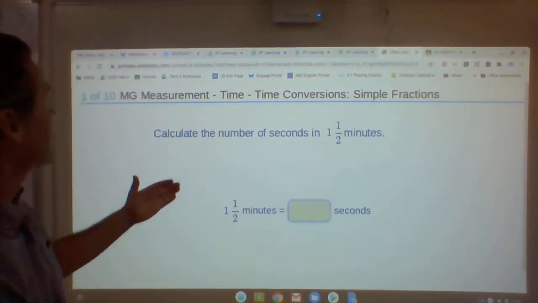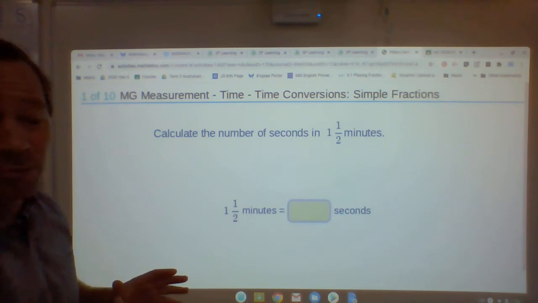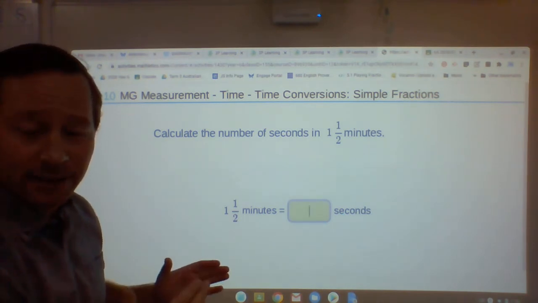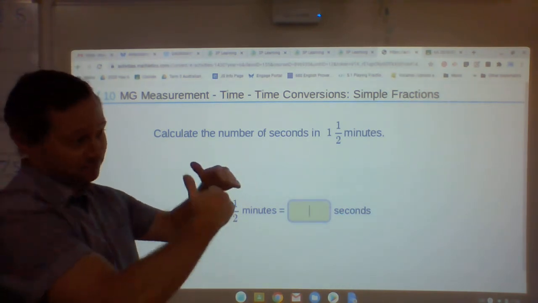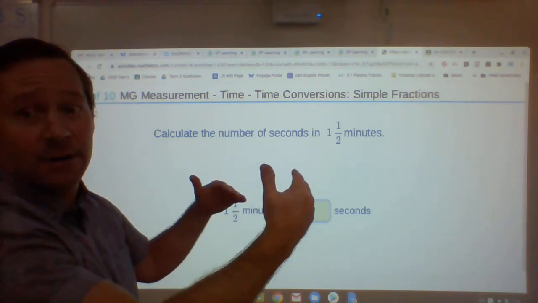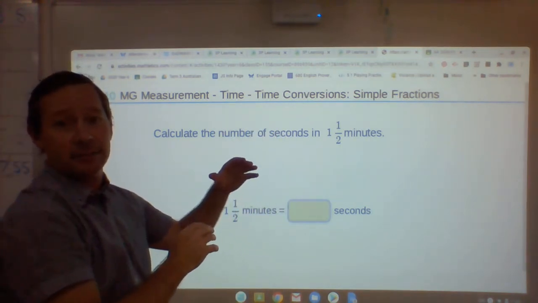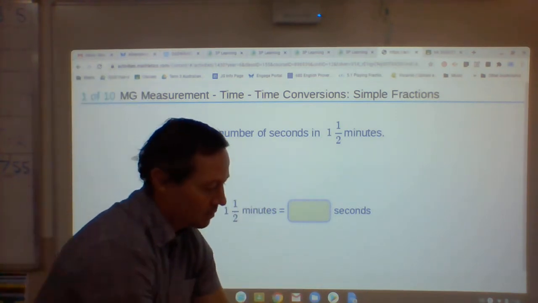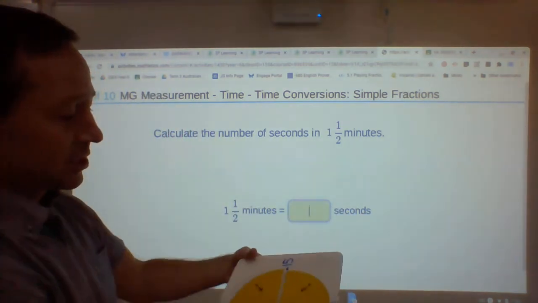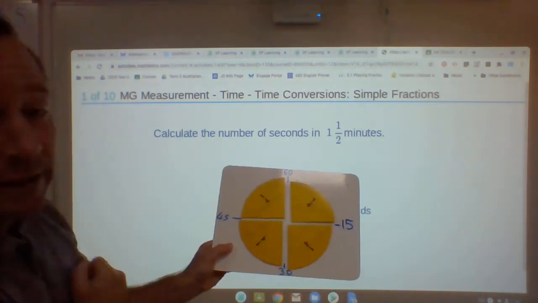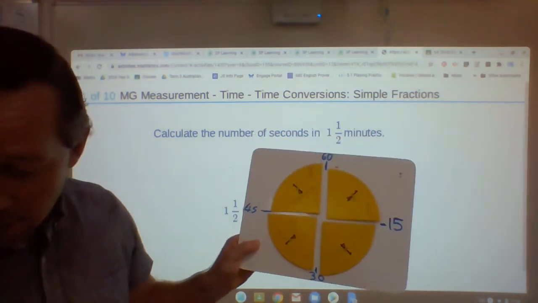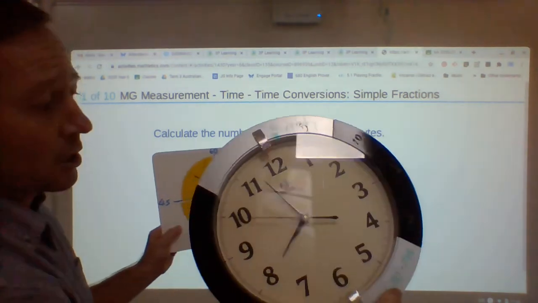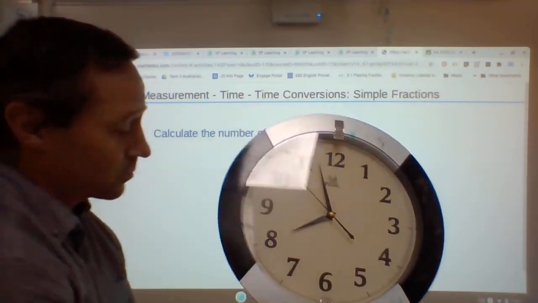Okay, we're looking here at time conversions with simple fractions. When you think of fractions, you'll have a numerator, the line, which is known as the vinculum, and the denominator underneath. That tells you how many pieces you have out of the whole. In this case, we're going to use fractions to help us understand what they're asking here. On an analog clock, we have something that looks like this.